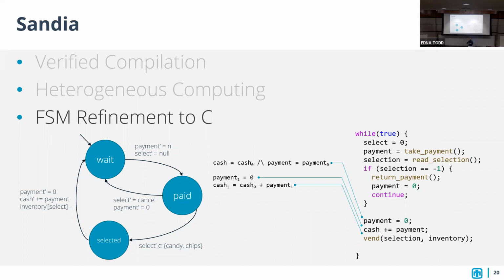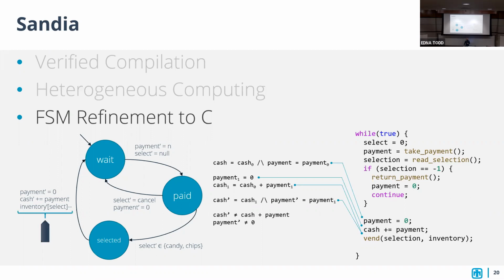Then after each of those assignments, we get new versions of the variables that we're going to track the state in. So for payment, the next state of payment, payment 1, is 0. The next state of cash, cash 1, is cash 0 plus the payment you just assigned. And then finally, the final state should be the same as the one in the vending machine, right? So cash prime should be equal to the final state that we have in C, which is cash 1. And now this becomes a satisfiability problem.